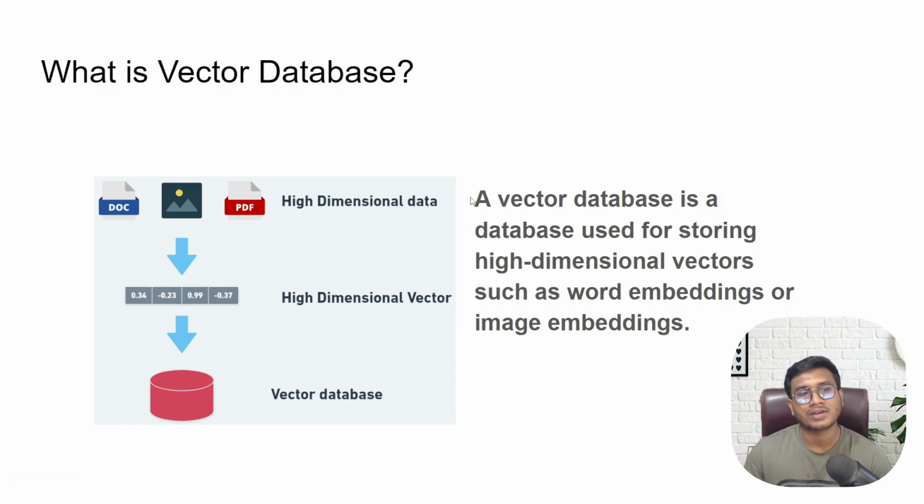That is why I have written that a vector database is a database used for storing high dimensional vectors such as word embeddings as well as image embeddings, because inside generative AI we have textual data as well as image data, video data, audio data and so on, right? So you can consider any kind of data, and it will have some embeddings, and that particular embedding you have to save to the vector database. So this is the introduction of vector database. I think it is clear.